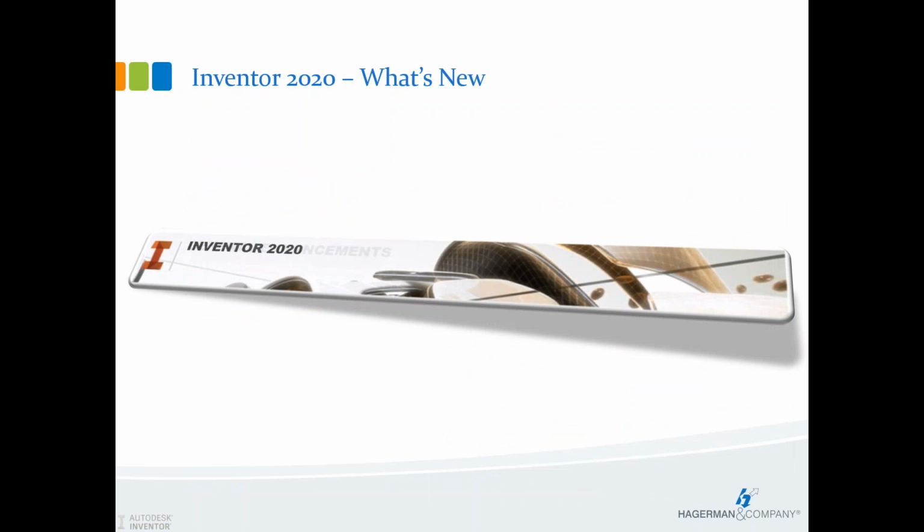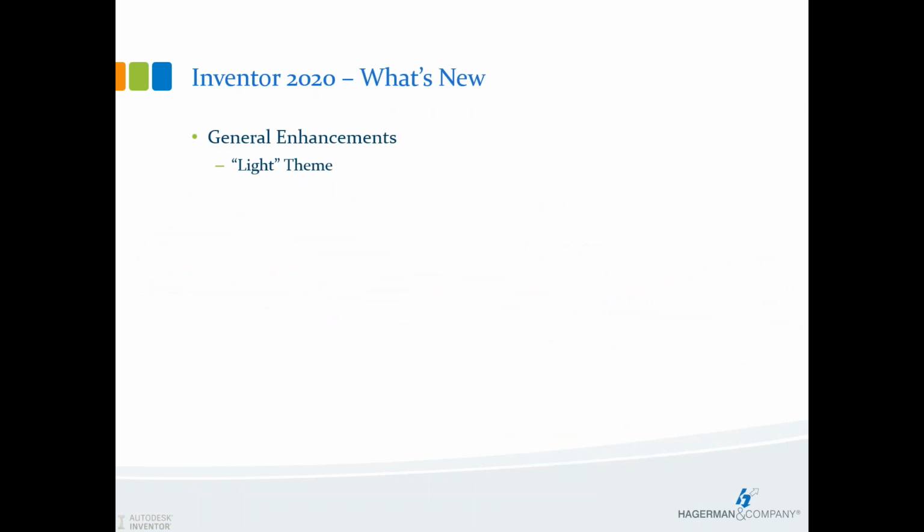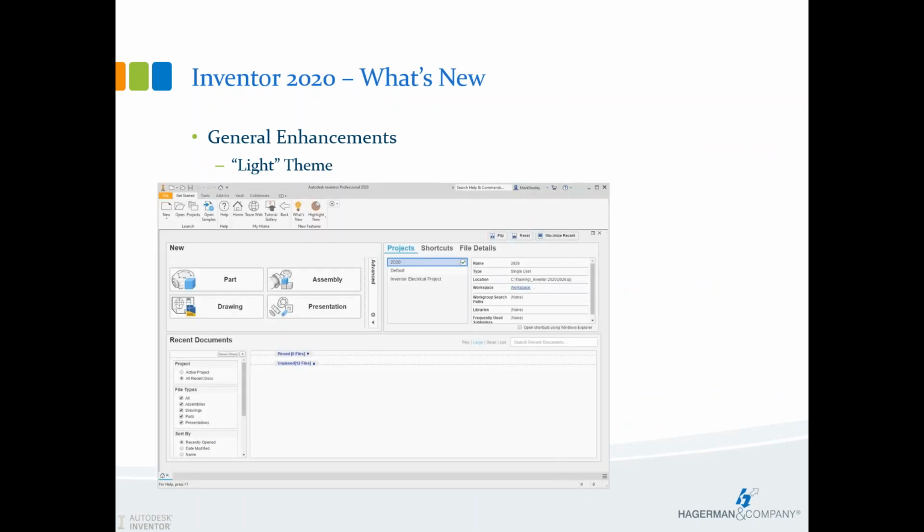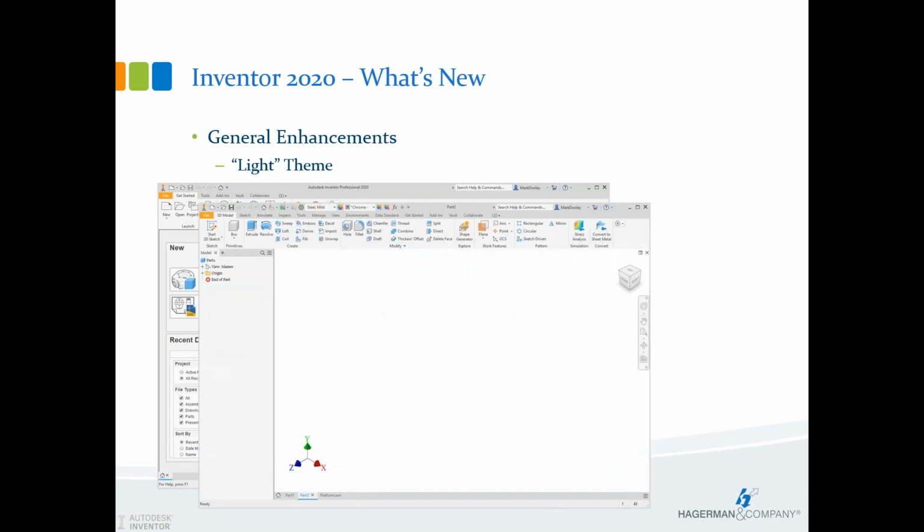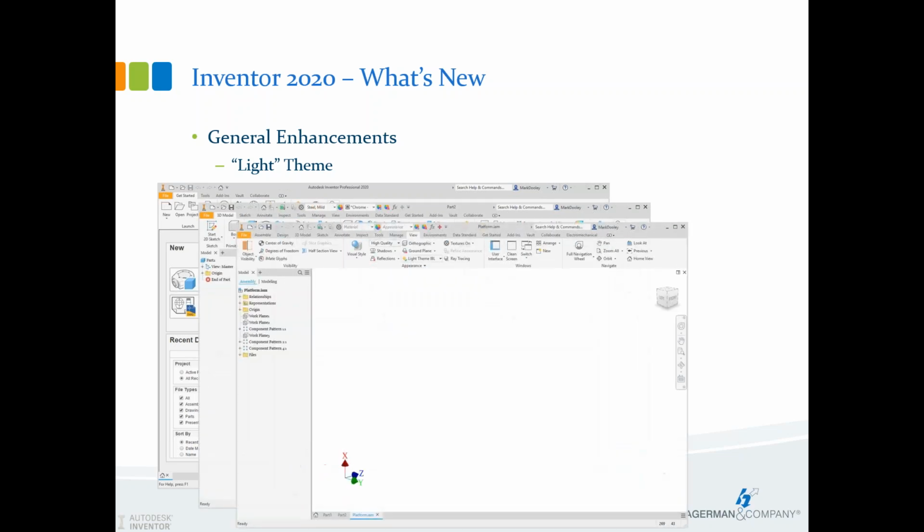So, jumping into the 2020 enhancements. The first thing you may notice when you open the software is this new light theme that is throughout the 2020 release. That is the white area, the light gray area in the environment, whether it's the modeling, the home screen, or the assembly environment. It is this new light theme throughout the software.